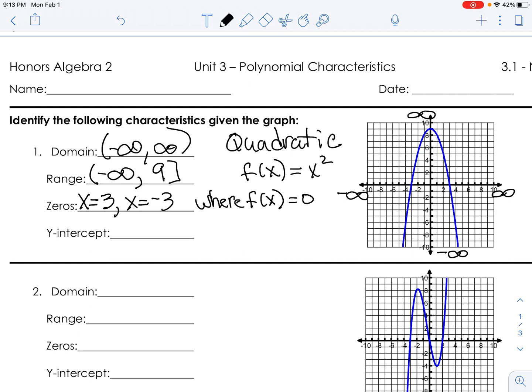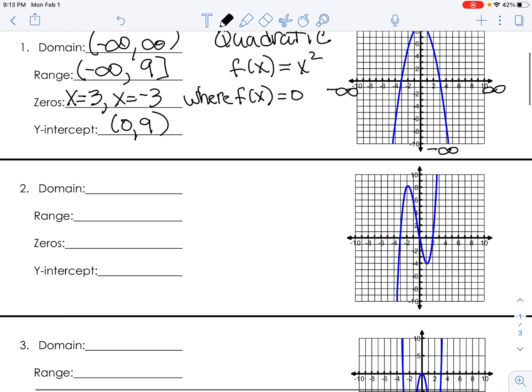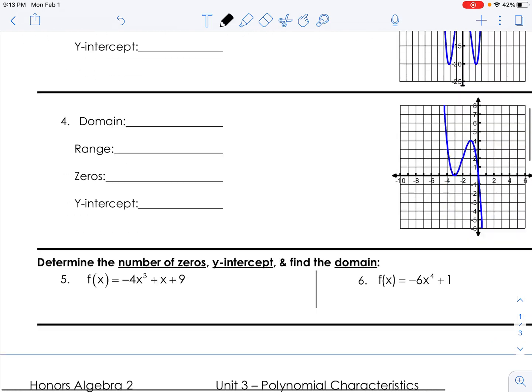The y-intercept, that I know you can determine from the graph, so I'm going to pause Edpuzzle and let you type in the y-intercept. Okay, so hopefully you got 0, 9. The next graph is actually a variation of the cubic function.